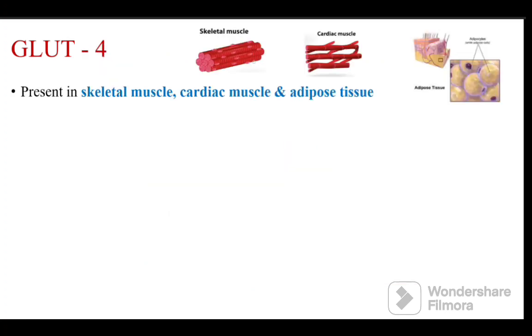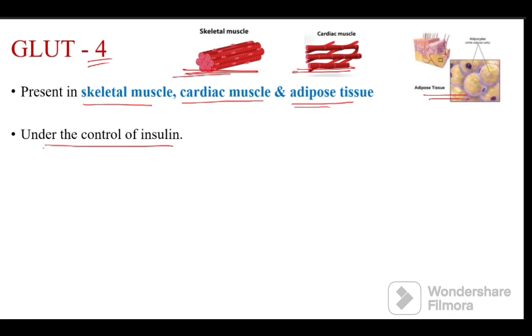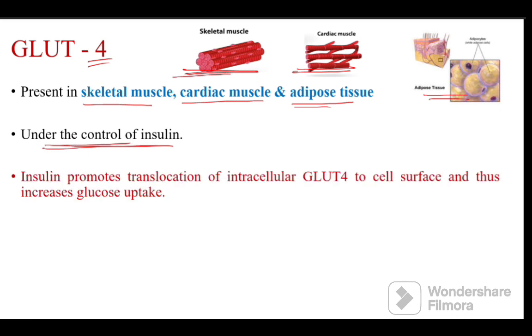Next, GLUT4. This is present in skeletal muscle, cardiac muscle and in adipose tissue. 4 is present in all the types of muscles, especially skeletal and cardiac, and the adipose tissue. This is under the control of insulin. The secretion of GLUT4 is under the control of insulin.